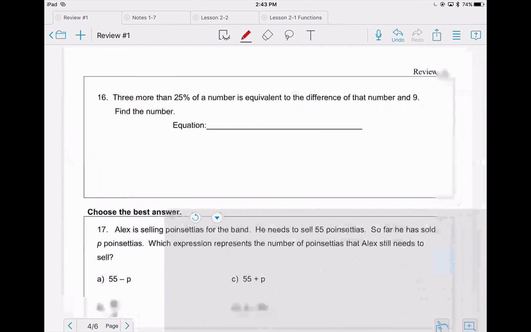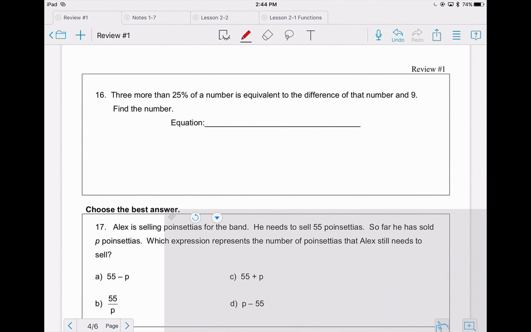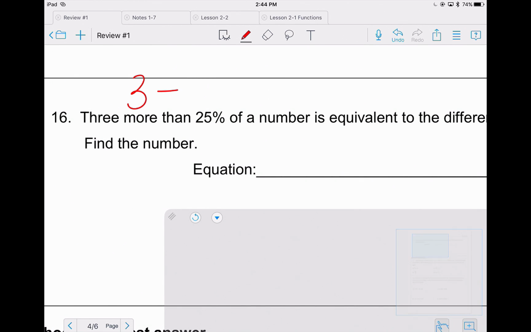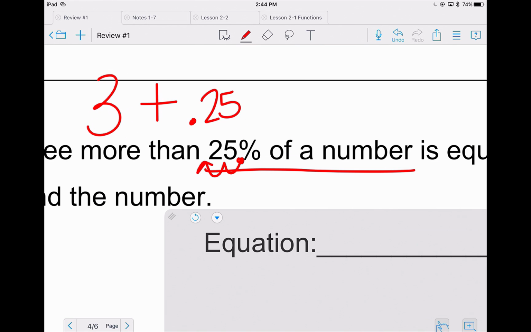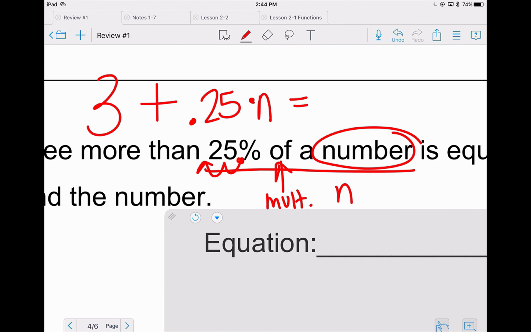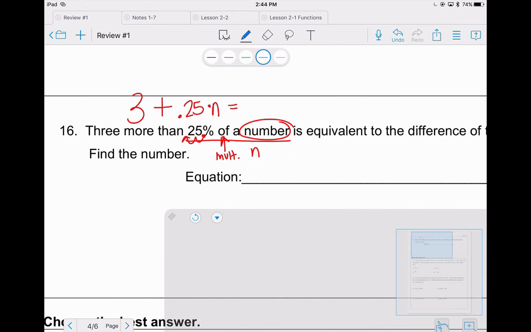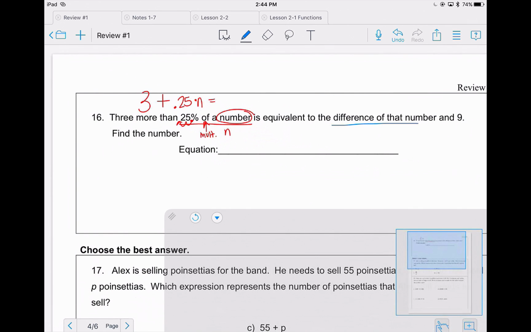Problem 16 says 3 more than 25% of a number is equivalent to the difference of that number and 9. So 3 more than means plus. 25% of a number, remember we have to, Beyonce is the queen of percents because we move them to the left. So 0.25% of tells us to multiply a number. We don't know what that number is, so we'll use n. So 0.25 times n equals the difference of a number and 9.